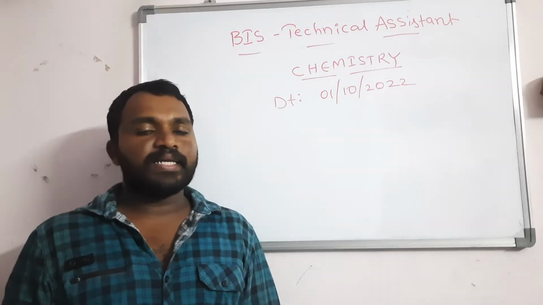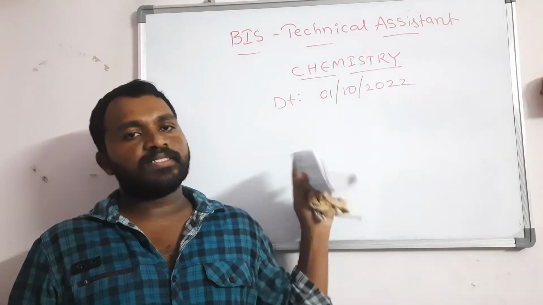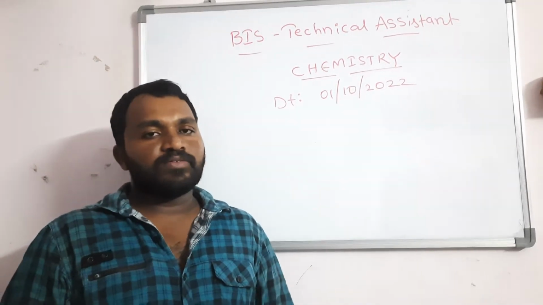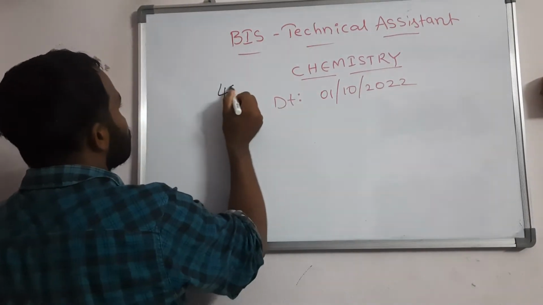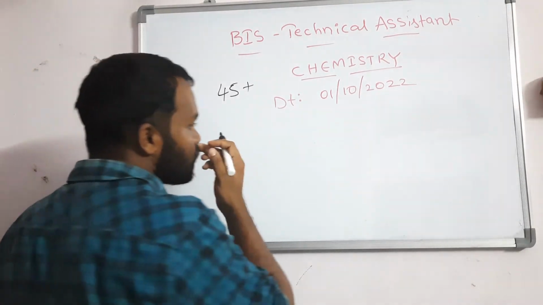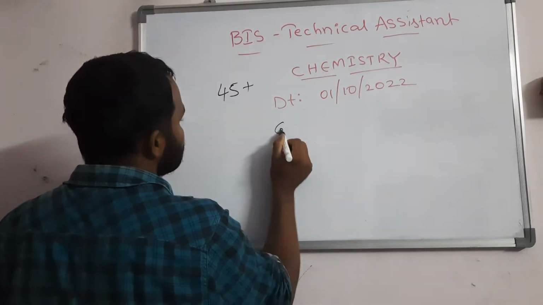This is the BIS Technical Assistant Chemistry exam which was conducted today, that is 1st October 2022. In this we are going to discuss the subject questions in chemistry. Out of 50 questions I am going to discuss 45 plus questions. First, before that, I am going to give a small pattern of the examination.